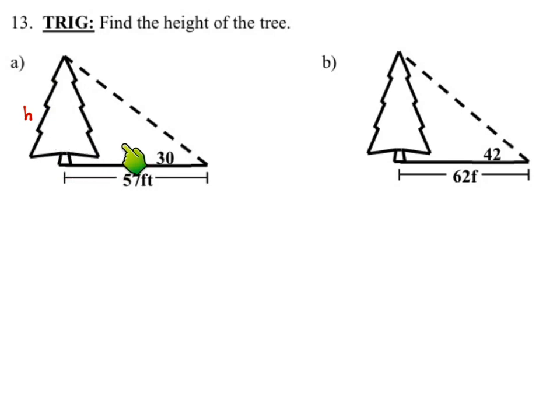We're going to do a review of trig. Well, how do I find the height of the tree? That's going to depend on the angle here. So based on this angle, we can see that the H is opposite to that angle.